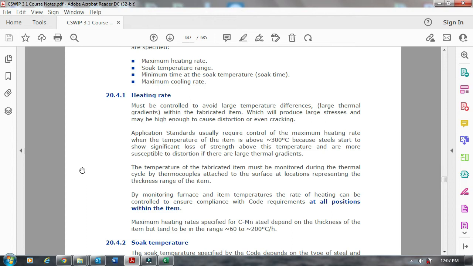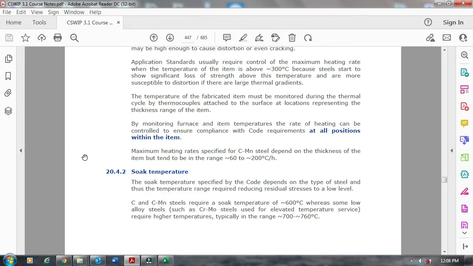So application standards usually require control of the maximum heating rate when the temperature is above 300 degrees, because steel starts to show significant loss of strength above this temperature. After 300 degrees, you will see that the steel is becoming softer and softer and begins to lose its shape and size. That's why it is important to take it very, very slowly. It is more susceptible to distortion if there are large thermal gradients, so that is why you need to take care.